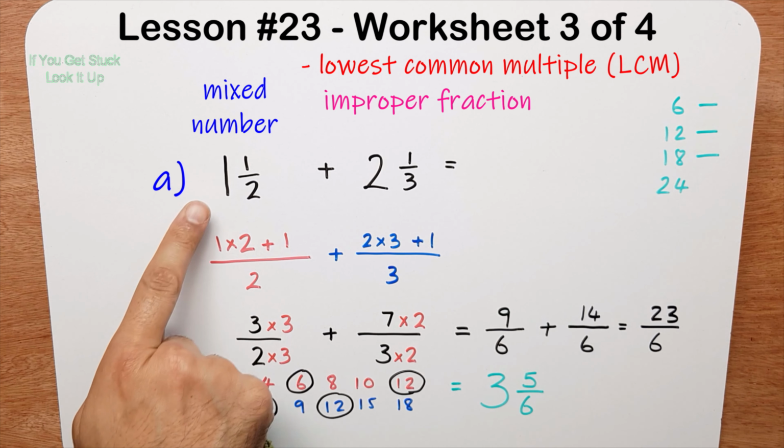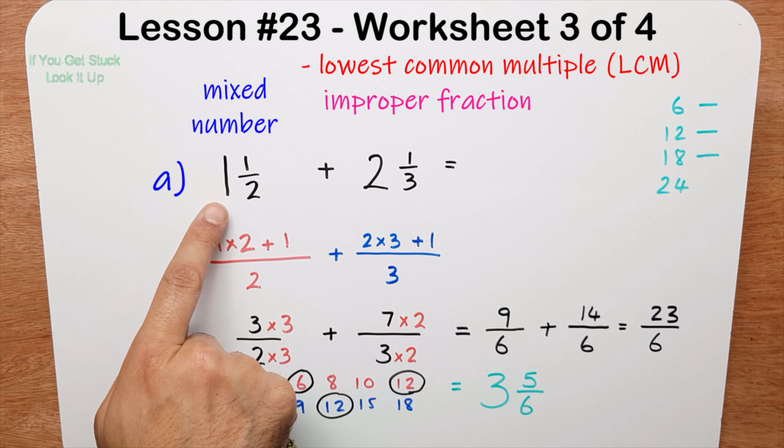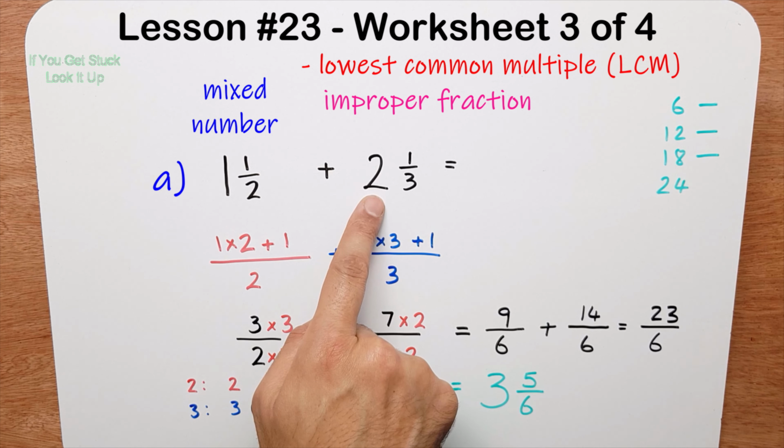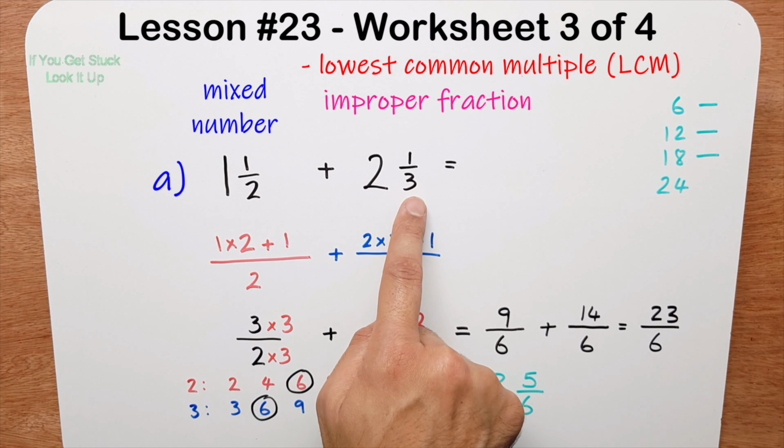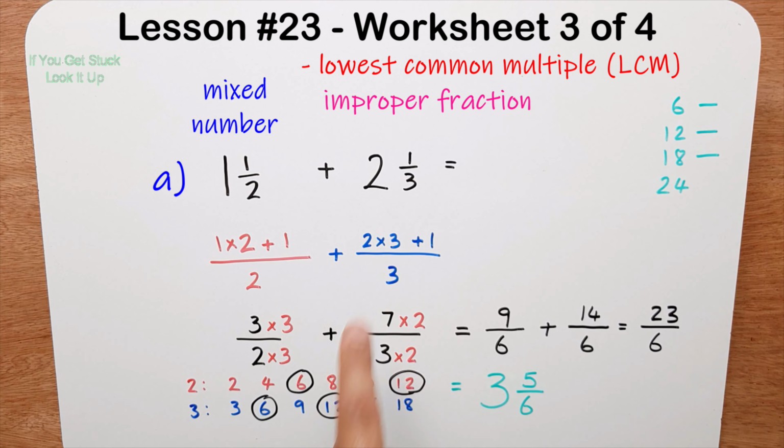Now there's lots of ways of doing this. You could have added the 1 and the 2 to get 3 wholes, and then you could have added the half and the third separately. But I prefer to do it this way because it keeps all the working out together really neatly.